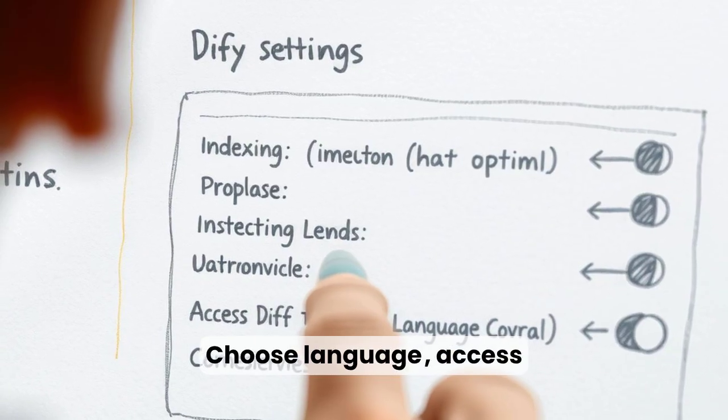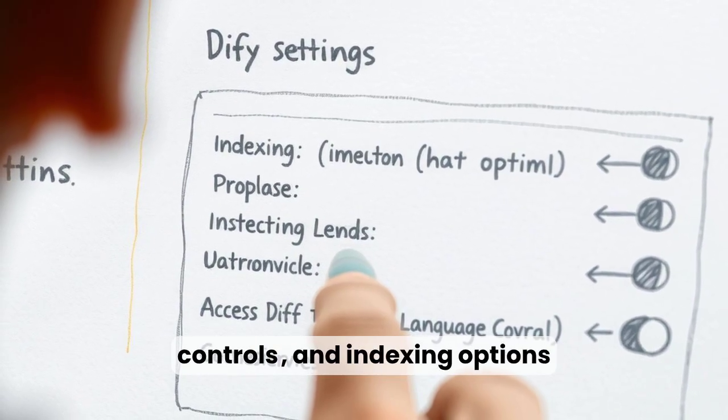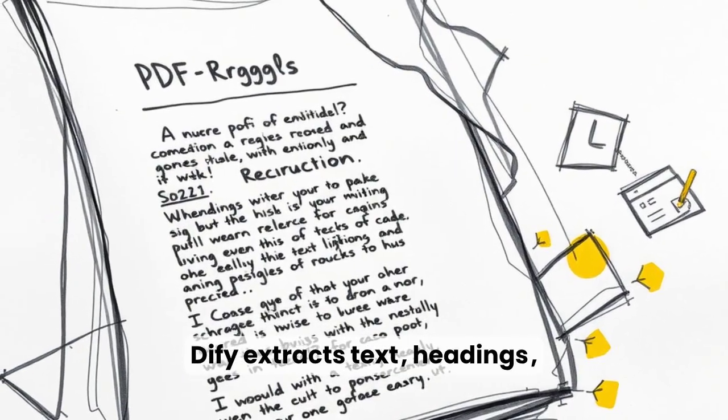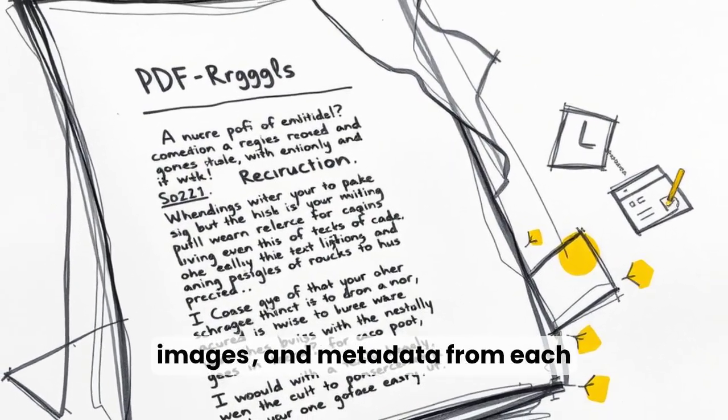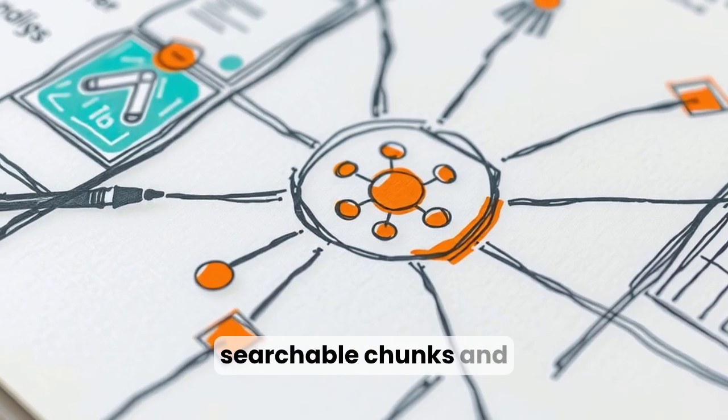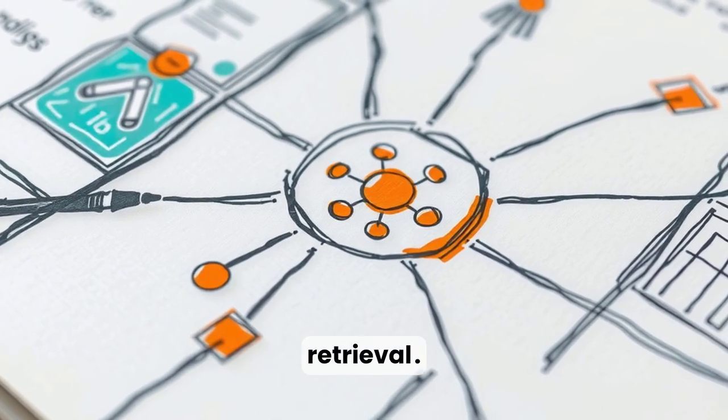Choose language, access controls, and indexing options before you begin indexing. Dify extracts text, headings, images, and metadata from each document automatically. It splits content into searchable chunks and generates embeddings for fast retrieval.